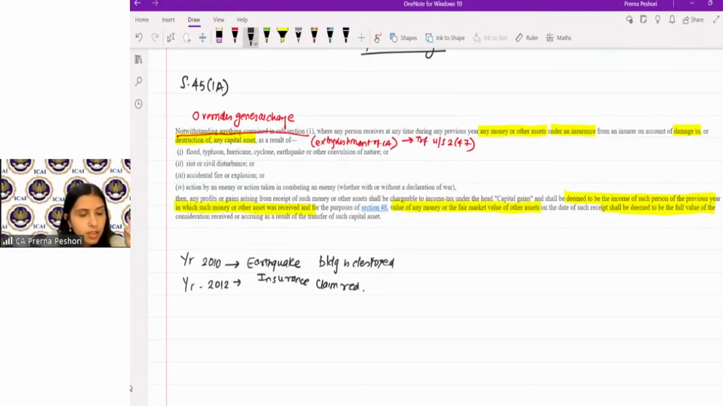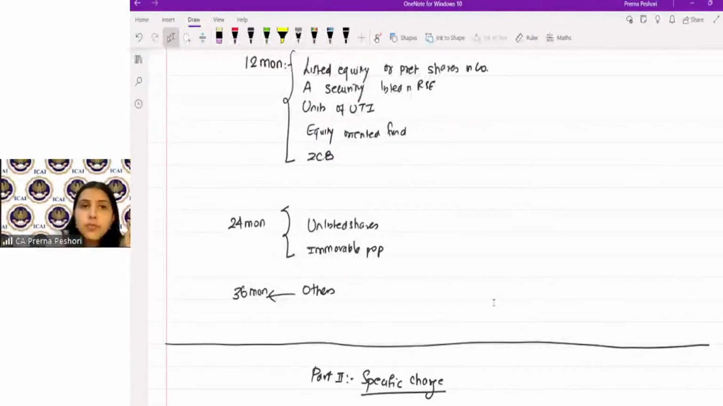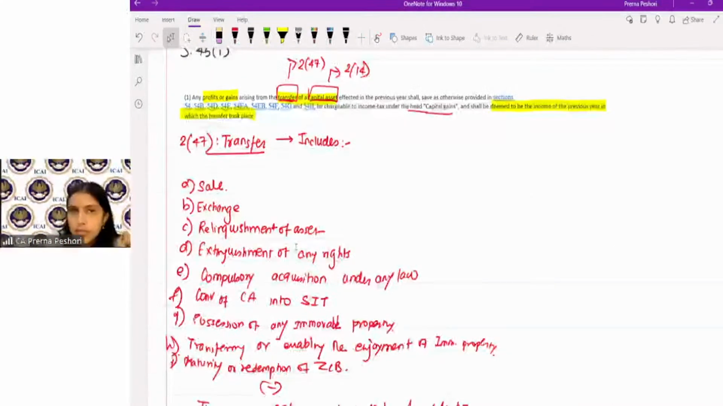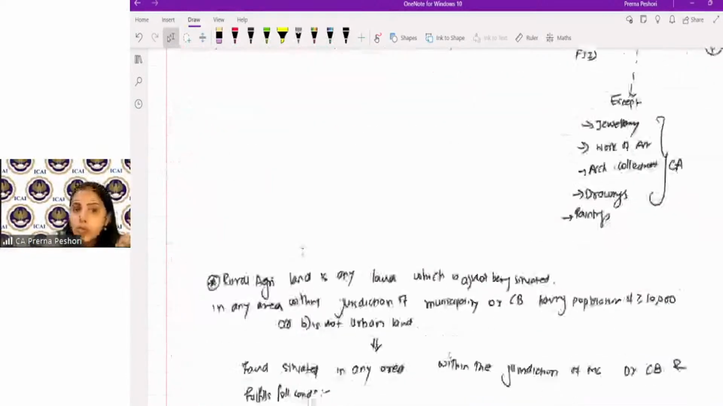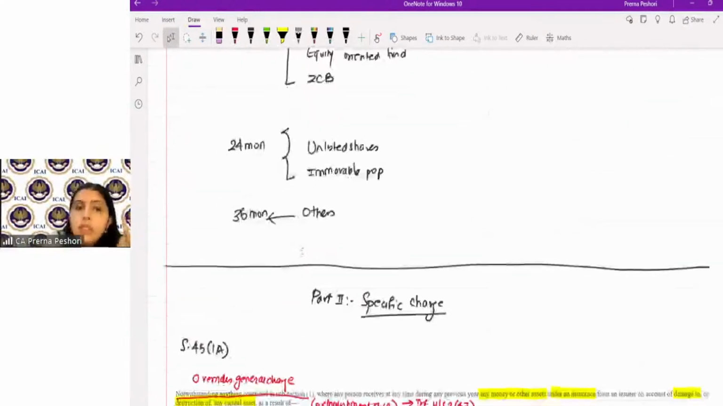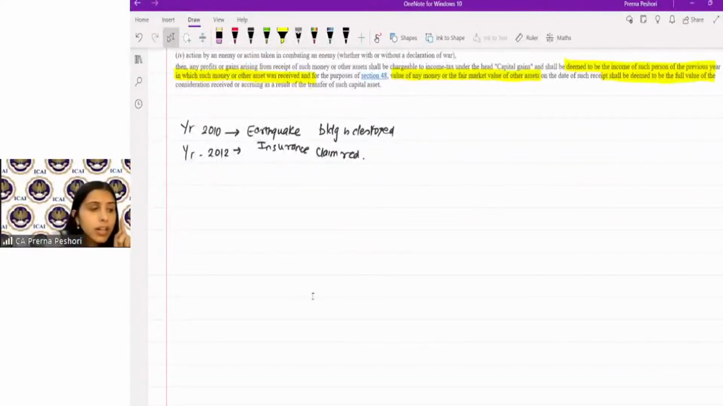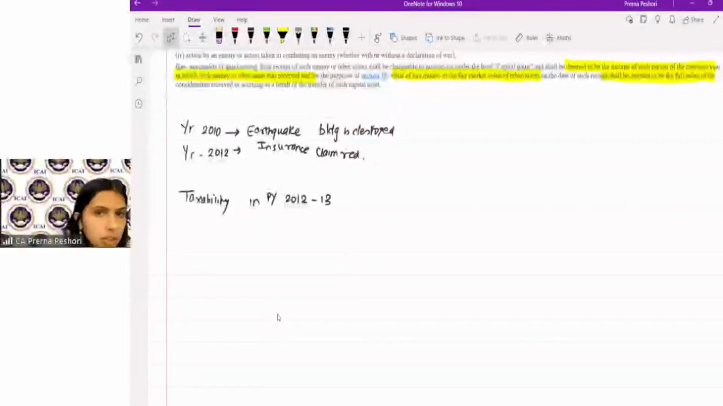So therefore, here, if you see, 45(1)(a) is providing that if there is any extinguishment due to the destruction of any capital asset, here understand one thing, the definition of the transfer, it provides that extinguishment of any right in the capital asset. But here, the capital asset itself is getting extinguished. But since this is a specific chargeability, this will override all the general principles. Clear? Now, when the compensation is received in the year 2012, so the taxability is 2012-13. Are we clear?